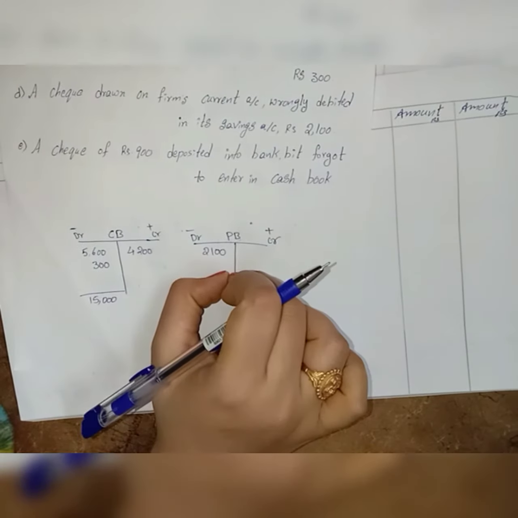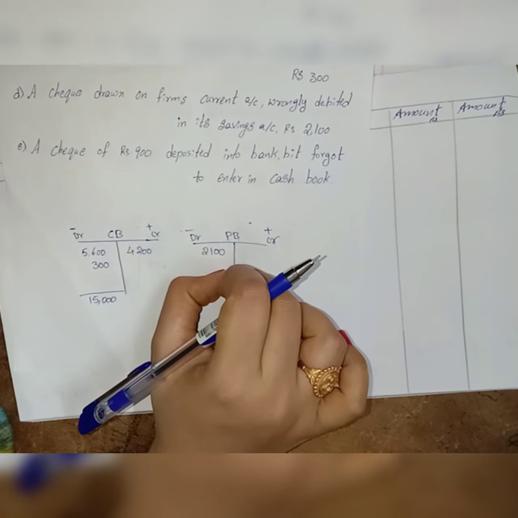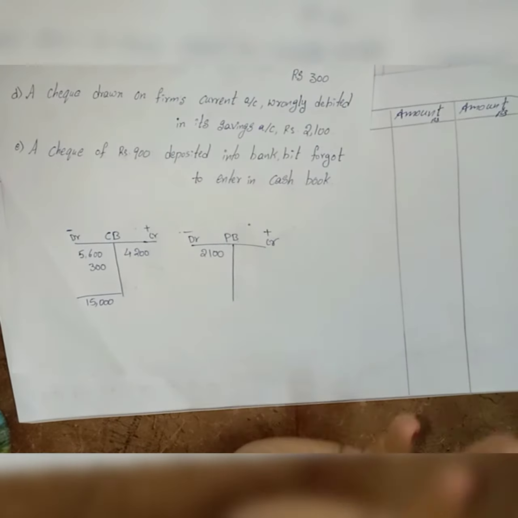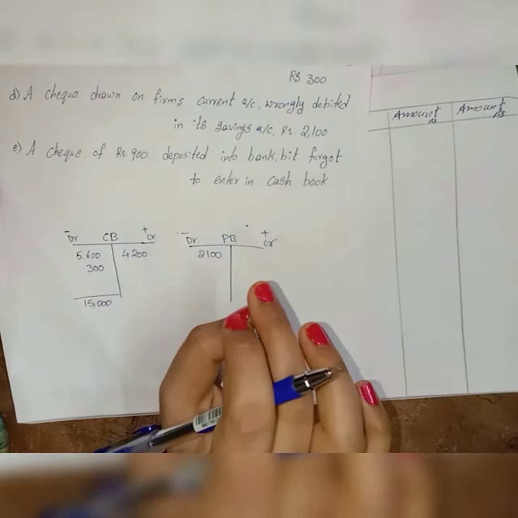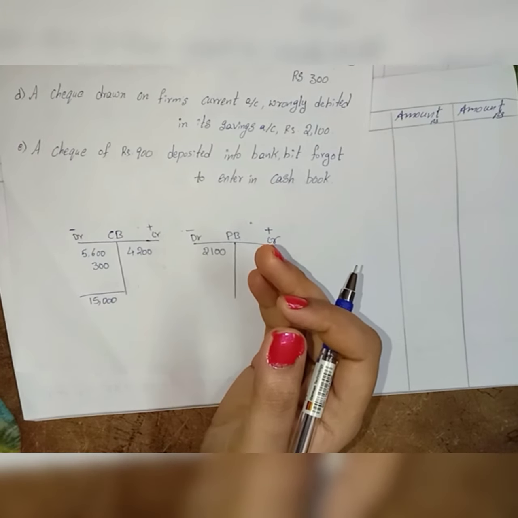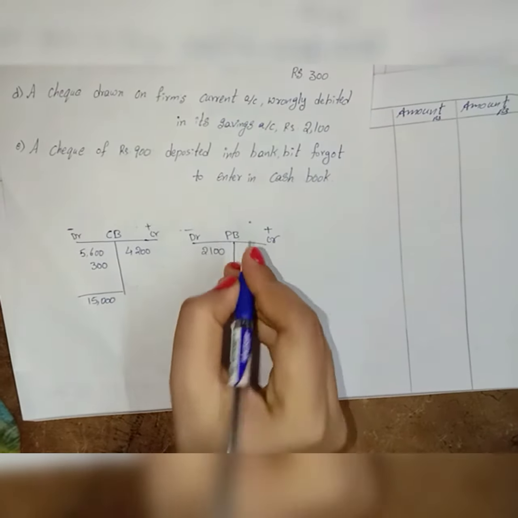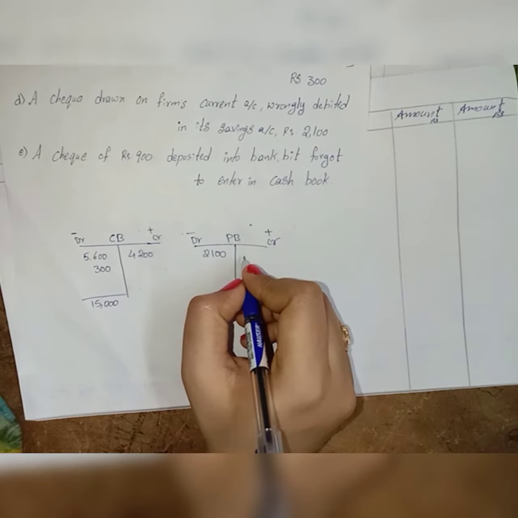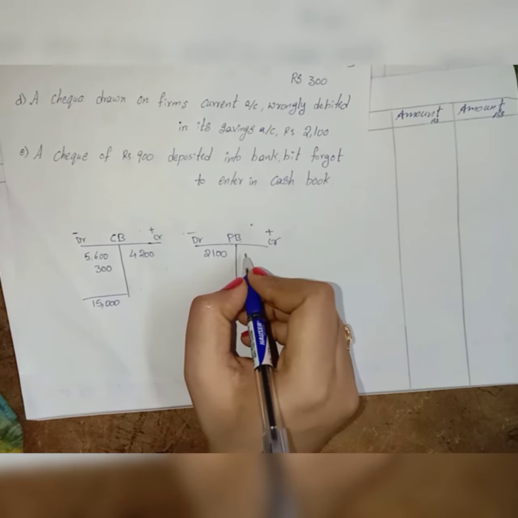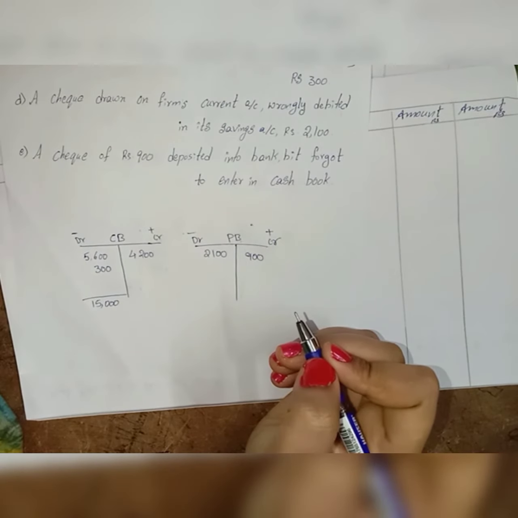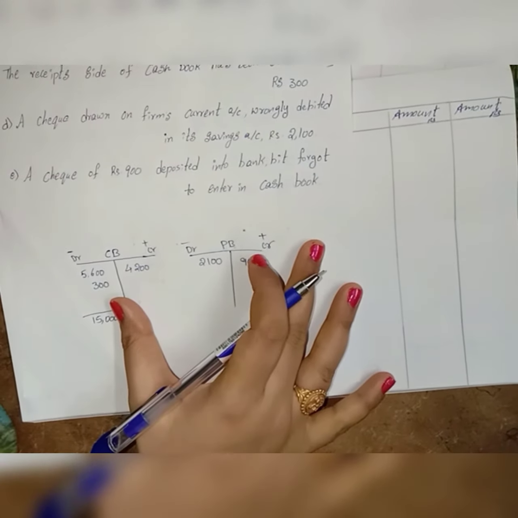And next, a check of 900 rupees deposited into the bank but forgot to enter in the cash book. We have deposited the check in the bank but we forgot to write it in the cash book. Our amount is in the bank, so it is a liability for the bank. So we have to enter it on the credit side of the passbook. So these are the transactions. Now let us do the sum.